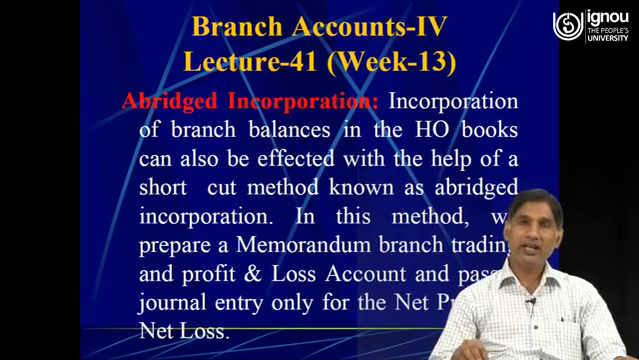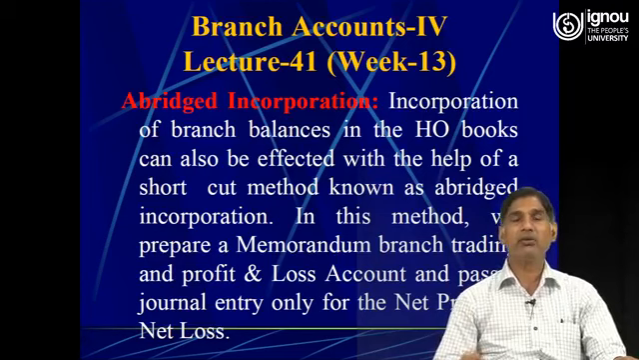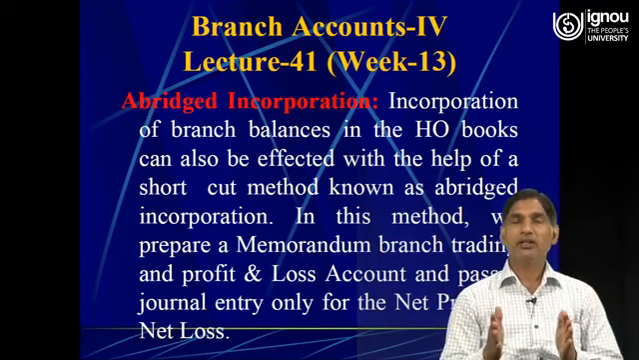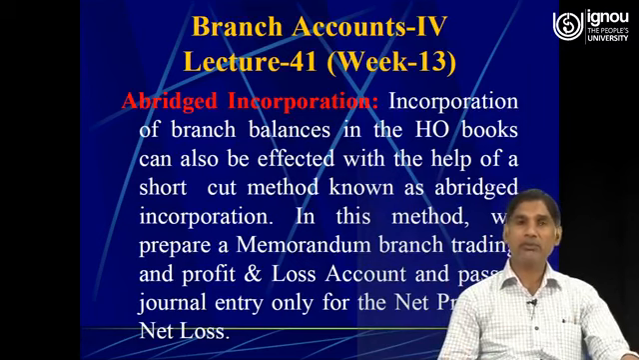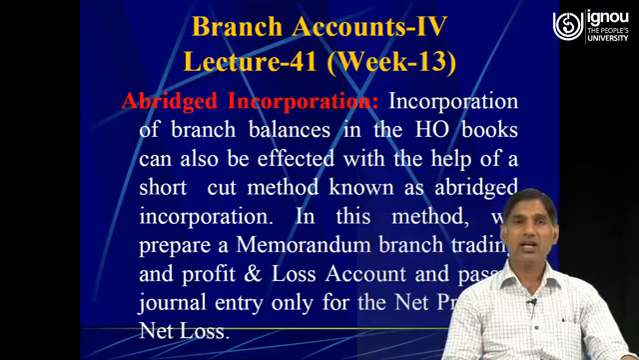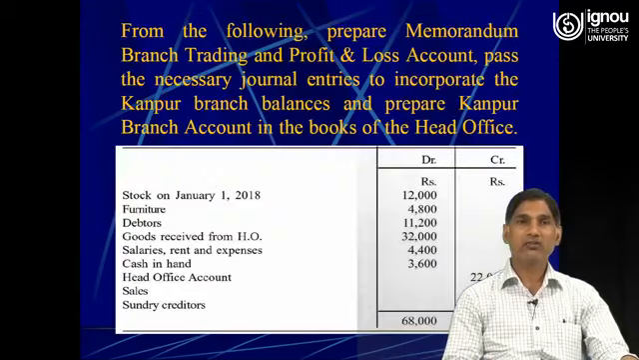Here the journal entries for the assets and liabilities will remain the same, but for the items recorded in the debit side of the trading account, the credit side of the trading account, the expenses recorded in the profit and loss account, and the amount of gross profit, only a single journal entry will be prepared. It means a single journal entry only for the net profit or net loss shown by the profit and loss account will be passed. Let's see how it will be done in the books of the head office.